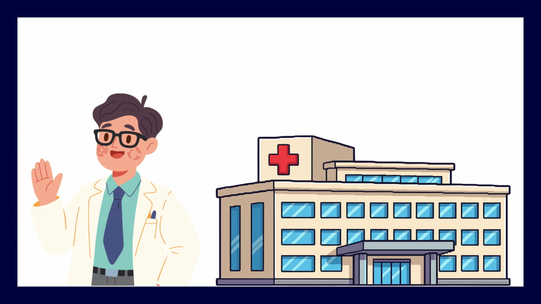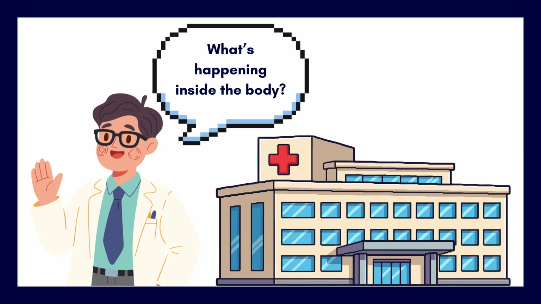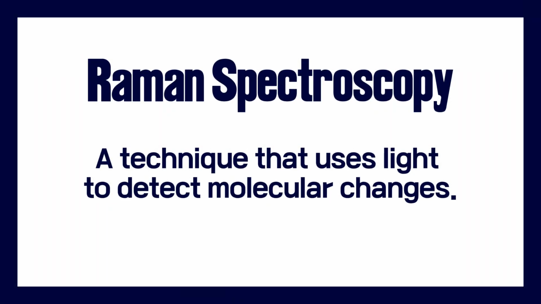Every medical test asks the same question: what's happening inside the body? Bioengineering helps us find answers to this question, whether that means detecting changes in cells, molecules, or tissues. Specifically, we use a tool called Raman spectroscopy, a technique that uses light to detect molecular changes.